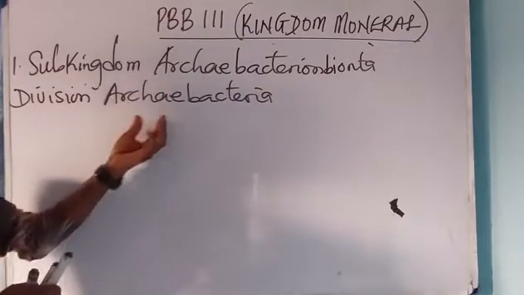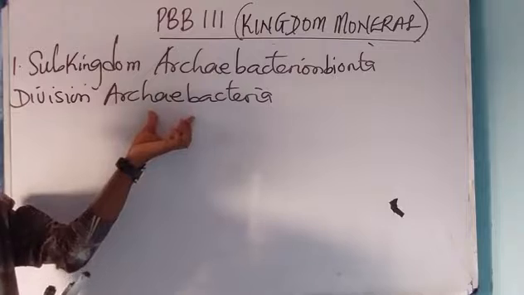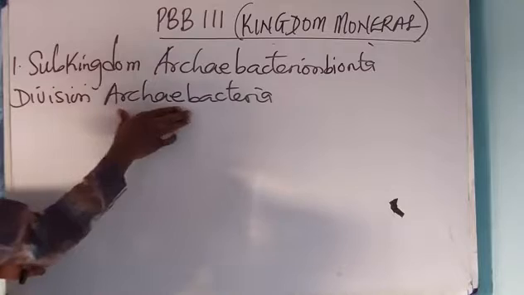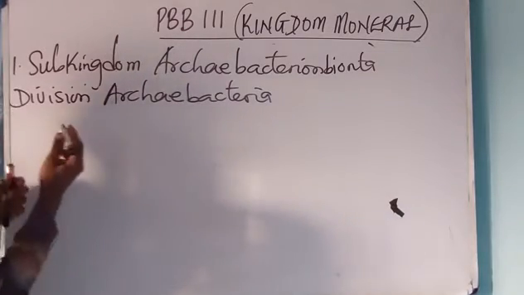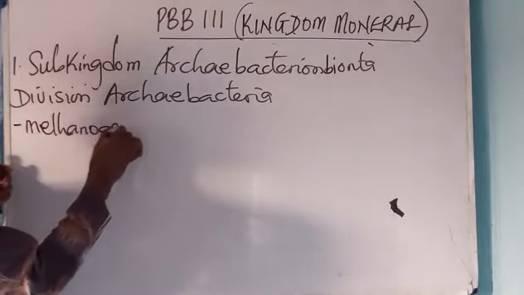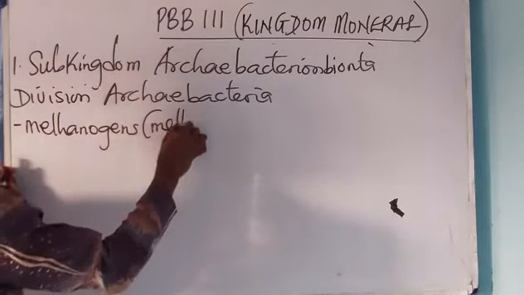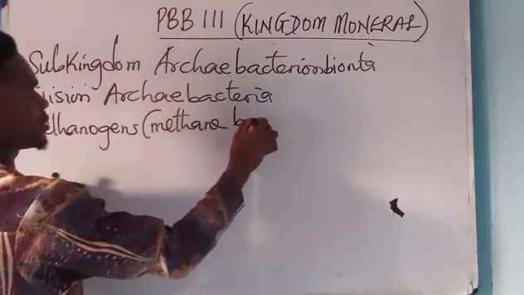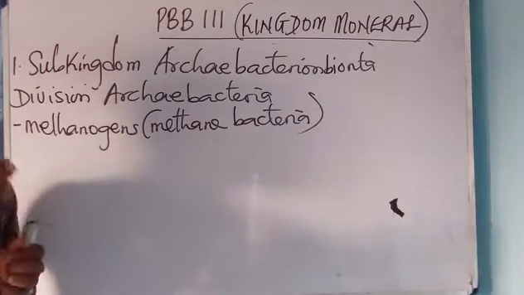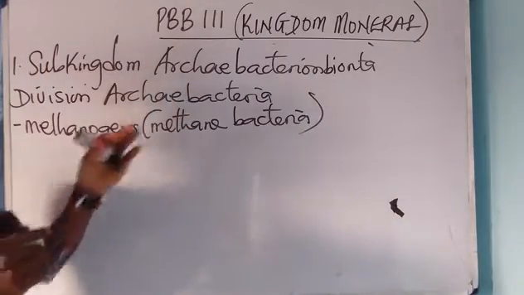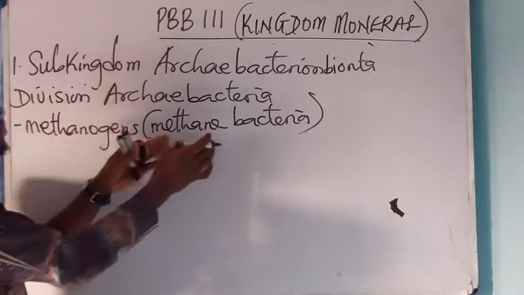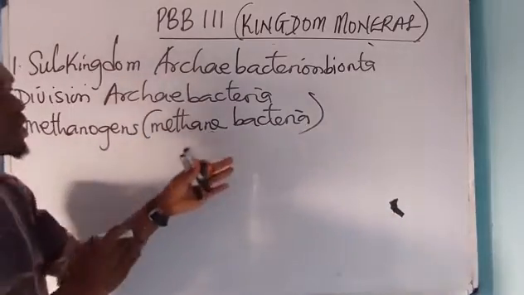Now, these organisms are further classified into different species. Now, under division Archaeobacteria, we have the methanogens. The methanogens are otherwise called methane bacteria. Please, you can see the way I'm taking it bit by bit. Under division Archaeobacteria, we have the methanogens. Methanogens are otherwise called what? Methane bacteria.